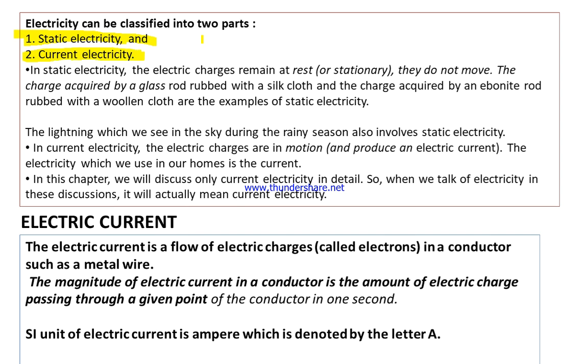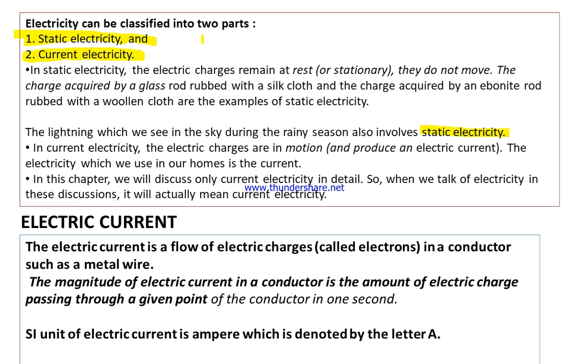Okay, so these are some notes regarding static electricity. The lightning which we see in the sky during the rainy season also involves static electricity. So these are some examples of static electricity. And in electric current, we know that the charges move and electric current constitutes.